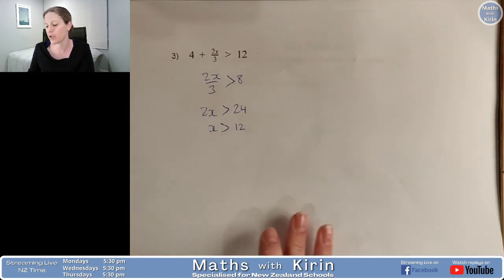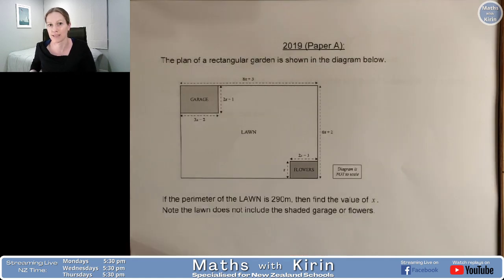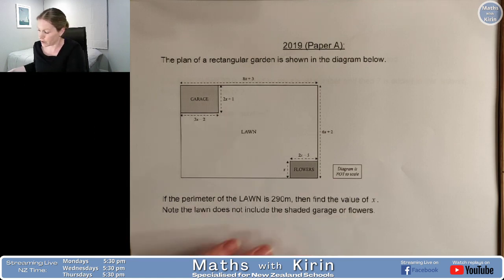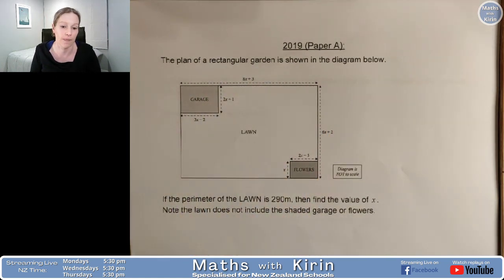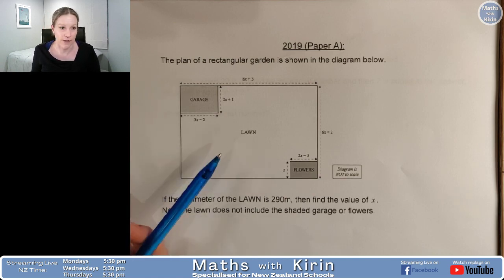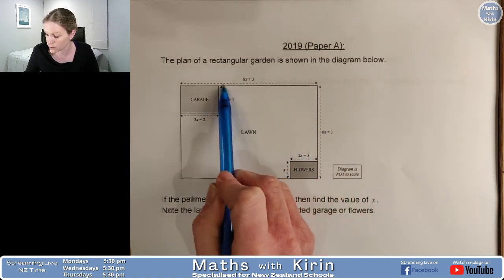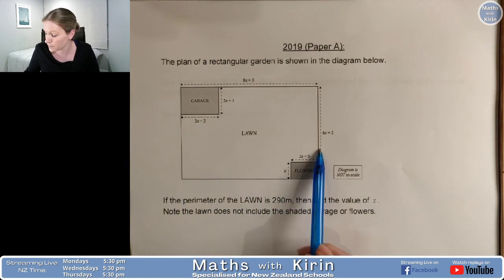That one is a little bit tricky in that it doesn't look like a linear equation to start with, but it does end up being a linear equation. So this is from the 2019 paper, and we did look at a part of this question in the simplifying terms video. So same garden, we're looking at the lawn, we've got a garage and some flowers, and in this particular part of the question, it's telling us that the perimeter of the lawn is 290 meters. We want to find the value of x, and it says, note the lawn does not include the shaded garage or the flowers. So the perimeter is the distance around the outside of our lawn.